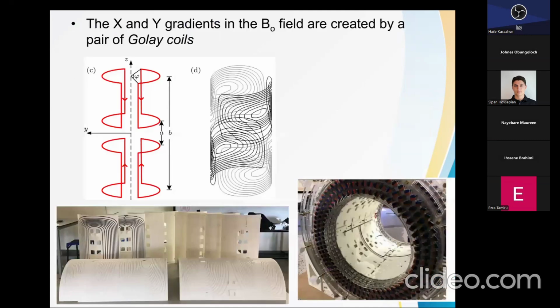If you are making the X and Y gradients, you need a pair of coils to be able to do that. The most common ones are the Golay coils, most common and also relatively easy to make. As you can see down here in this photo, some of our gradient coil holders are here, and somewhere here you can see some black wires running around when we are making our gradient magnetic fields. And they're inserted inside here.